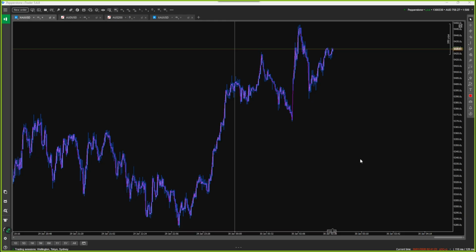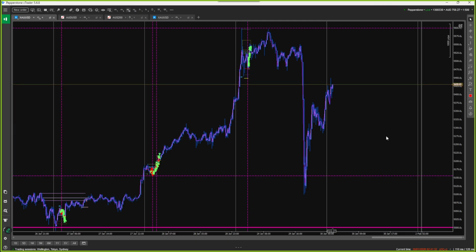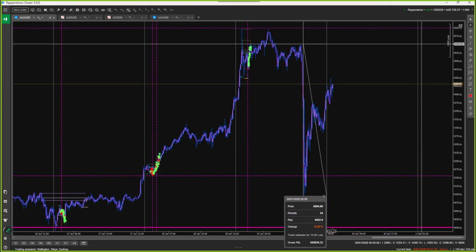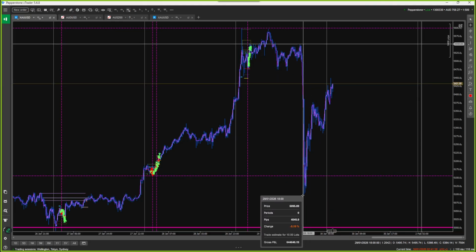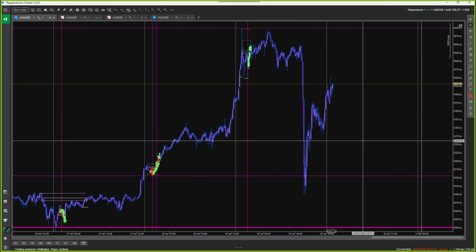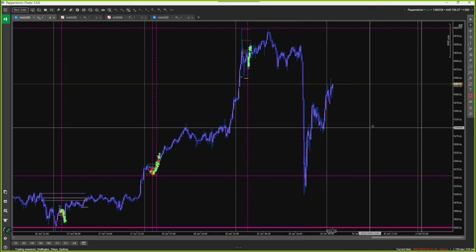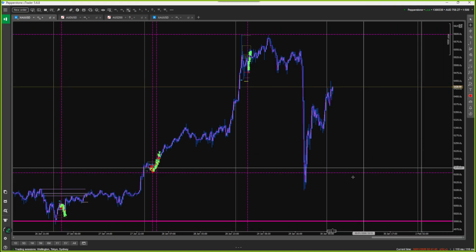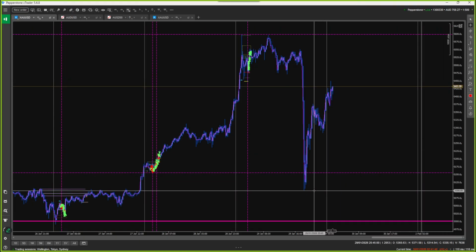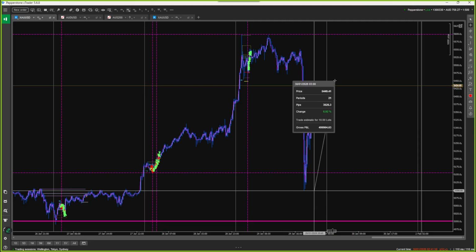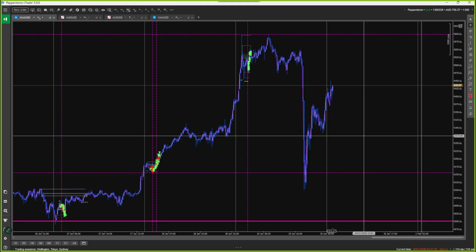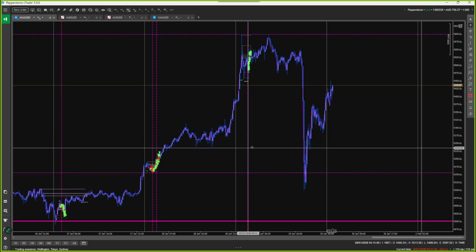Just having a look at what we got here. Man, it's swinging around so much. Like, that's dropped 4,500 pips down yesterday, and it's climbed back up 3,500 pips. Wow.